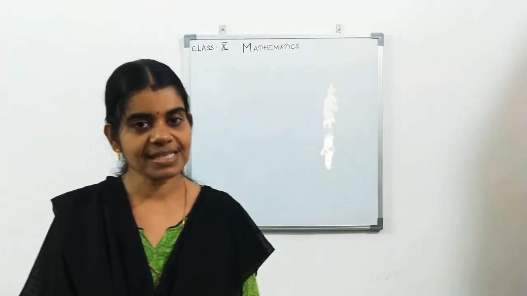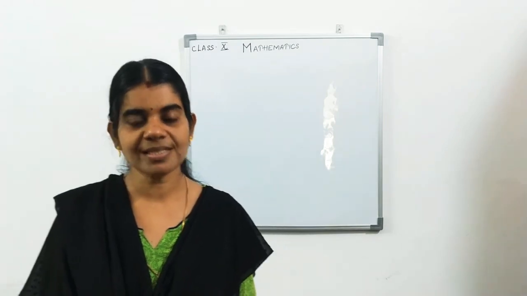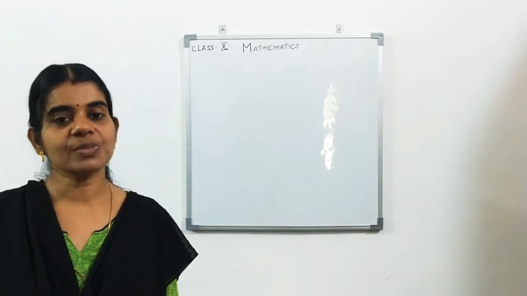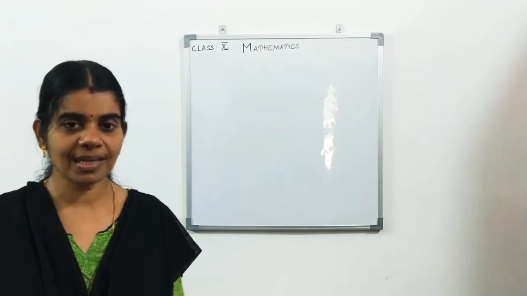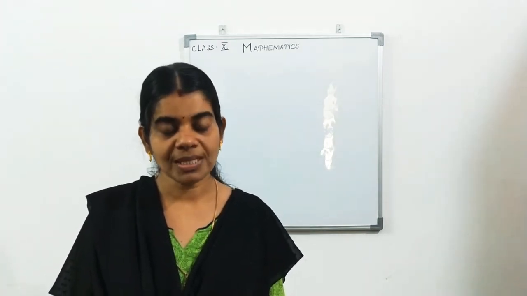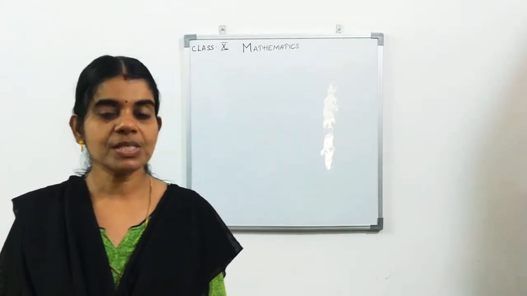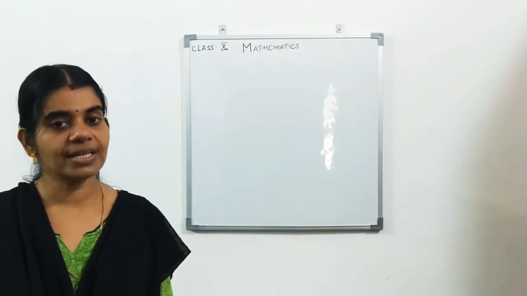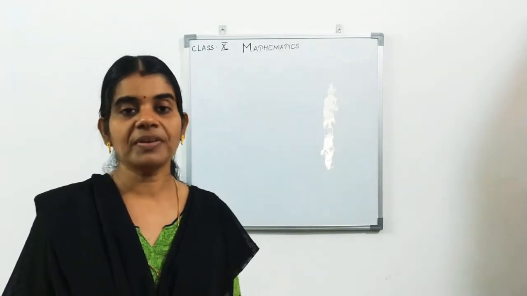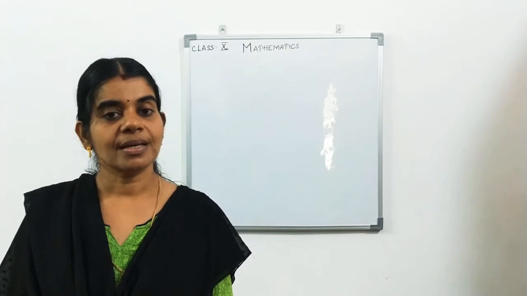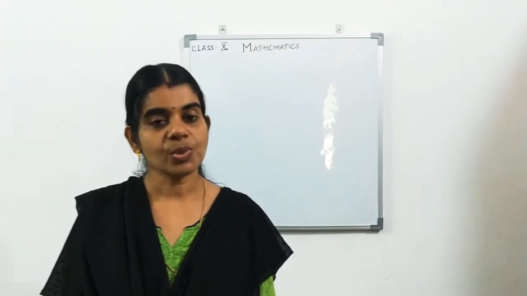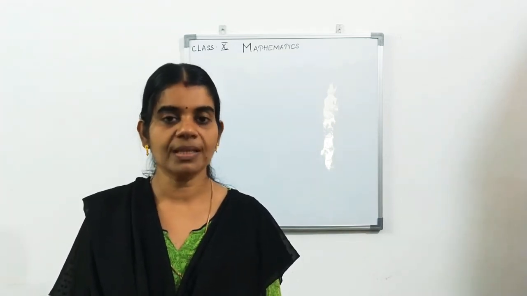In the previous class we discussed the pair of linear equations, and there are two methods for finding the solution of a linear equation in two variables. The first one is the graphical method, the second one is the algebraic method. Today we are discussing how we can find the solution of a pair of linear equations by the graphical method.